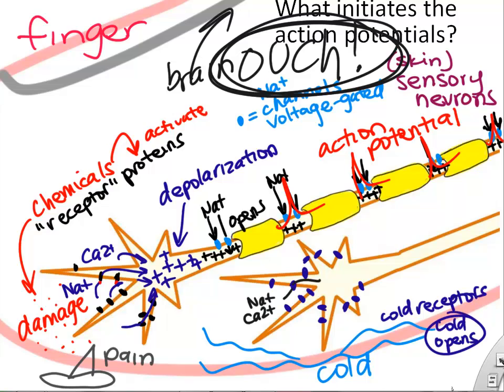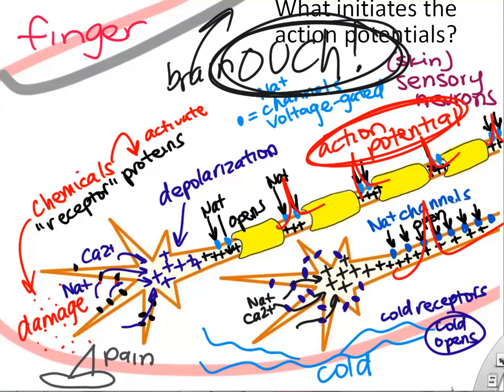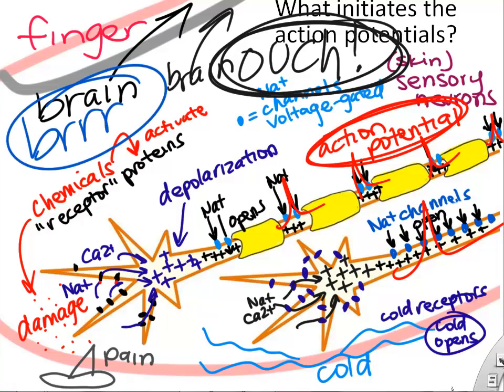When they get cold, they open up, sodium and calcium rush in, that causes depolarization, that triggers the opening of these little sodium channels again in the neuron. They're normally closed, then they suddenly open up, sodium rushes in because of the cold, starting the action potential, and you get an action potential which goes back towards your brain, and of course your brain will interpret this as cold. So that's basically how your senses work.